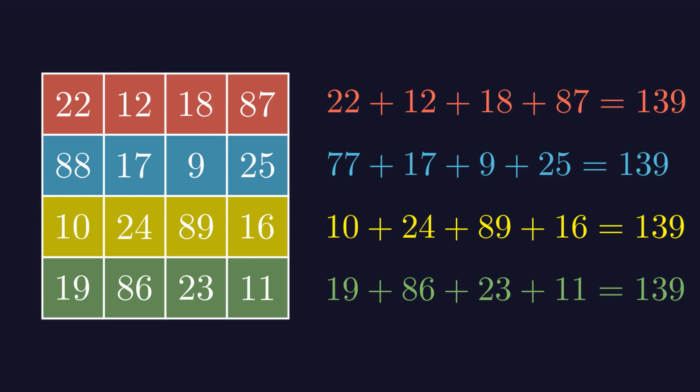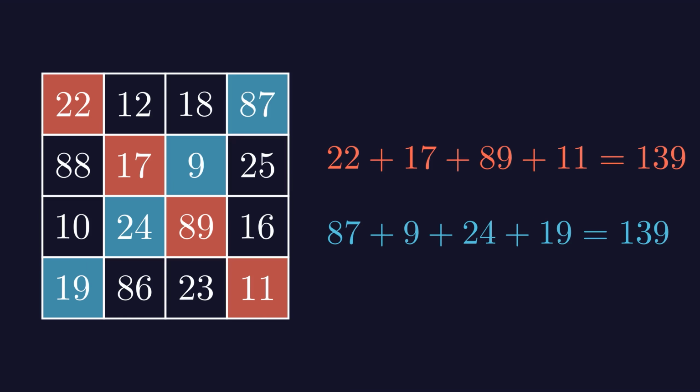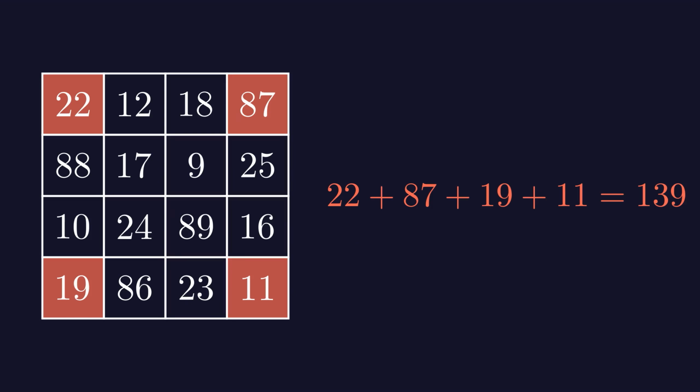But what is so interesting about Ramanujan's magic square? The sum of every row is 139, which is a prime number. The same is true for every column and 2 diagonals. Sum of the 4 corners is also equal to 139.